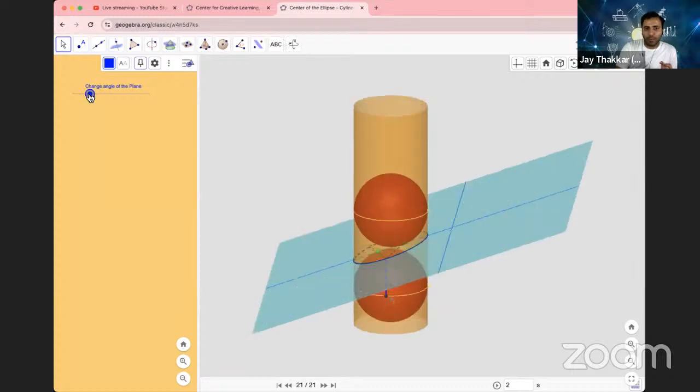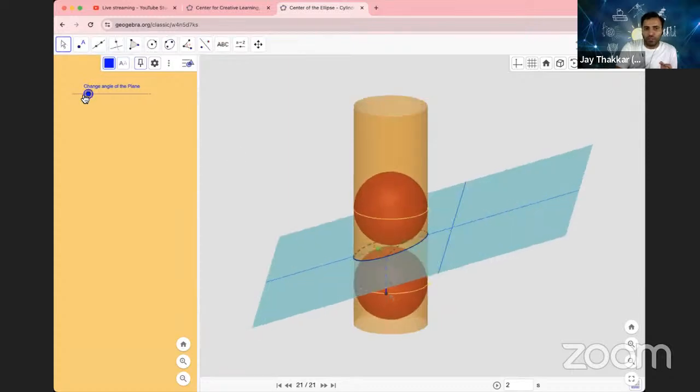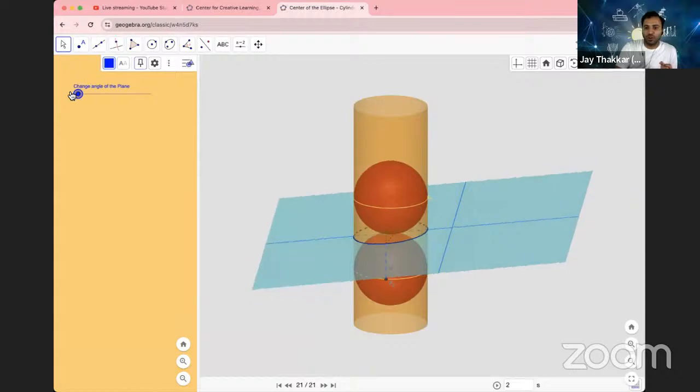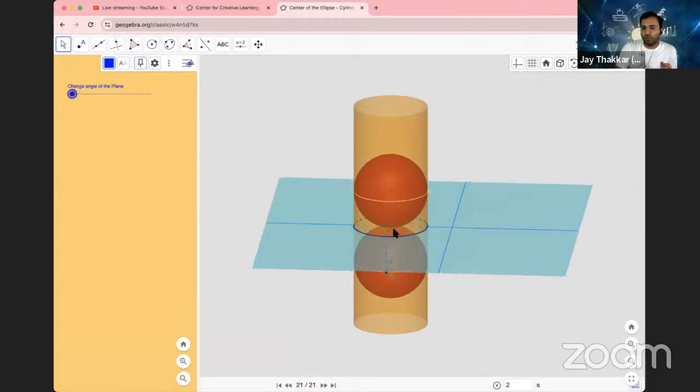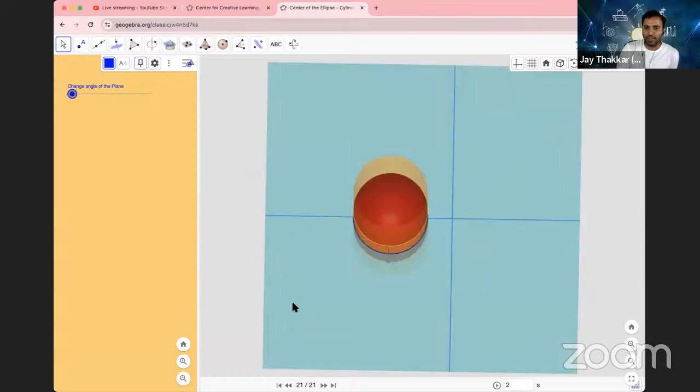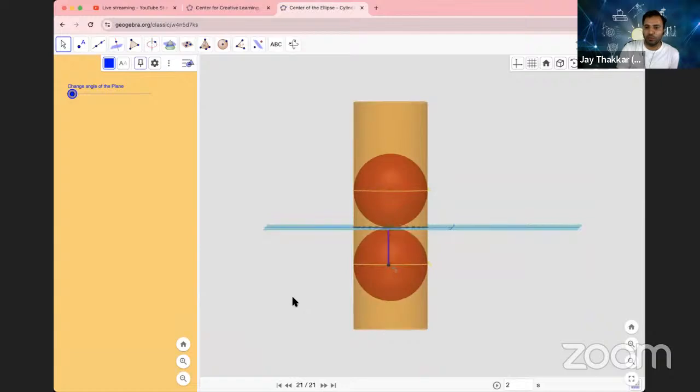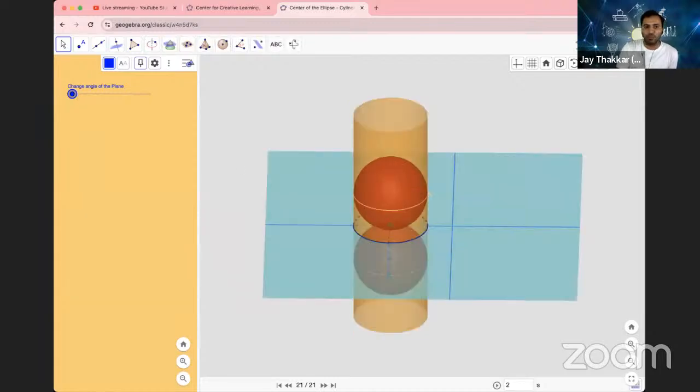There would be a point when this angle becomes zero, so the distance between the two focus points becomes zero, and my ellipse would eventually turn out to be a one-center ellipse, because both these points are merging into a single point. That's why it becomes a circle, isn't it? Yeah, it became a circle. And this is the point where both the spheres are also touching at the same location.